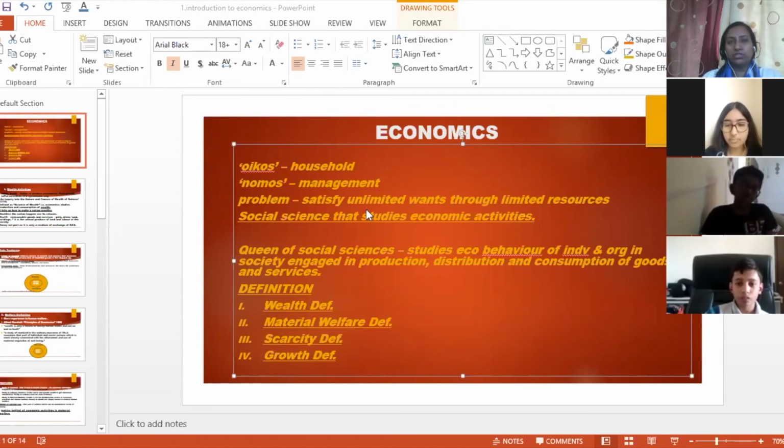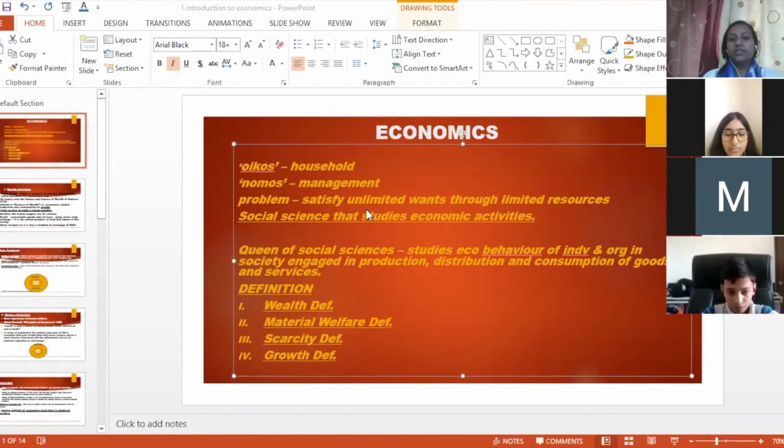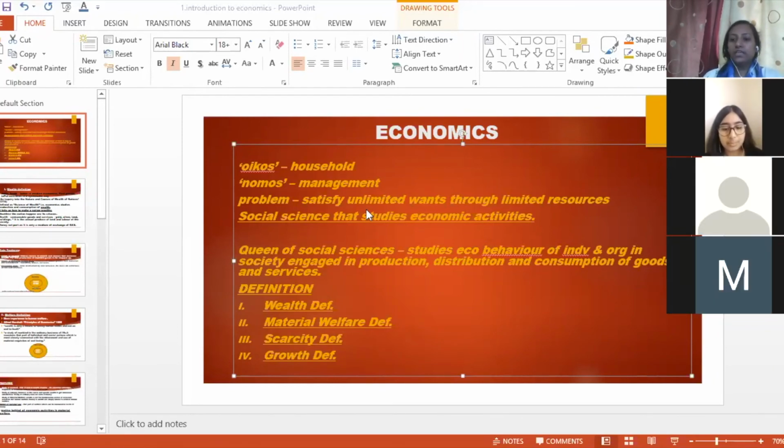Suppose you want something to eat, what do you like? Oreo biscuit, Maggie, right? Once you have had it, you want some other brand for it. So your wants are unlimited. They are never completely satisfied. If one is satisfied, another one crops up, but your resources are limited. So this is the economic problem.